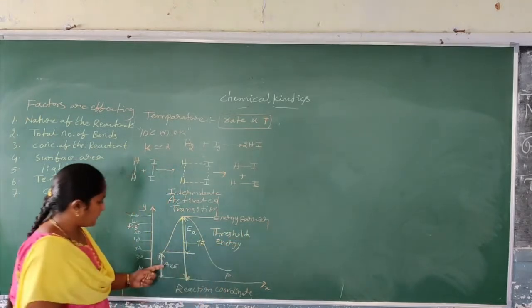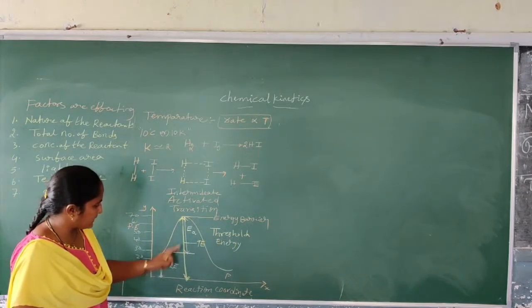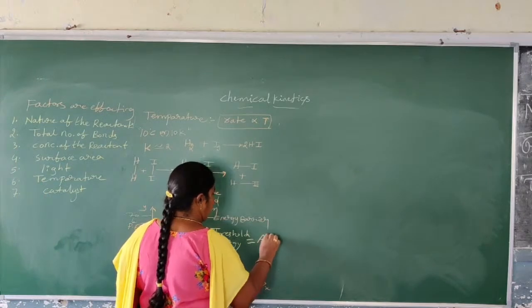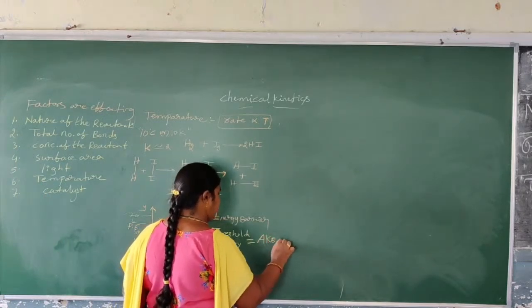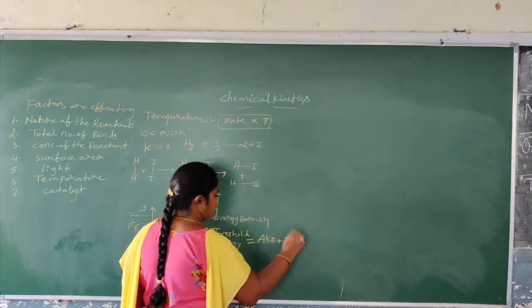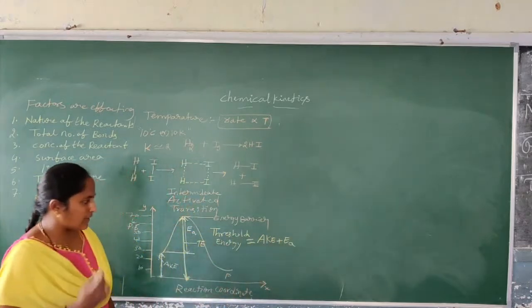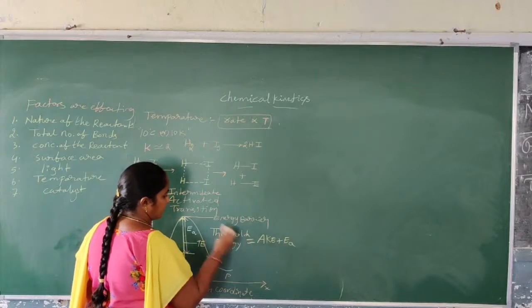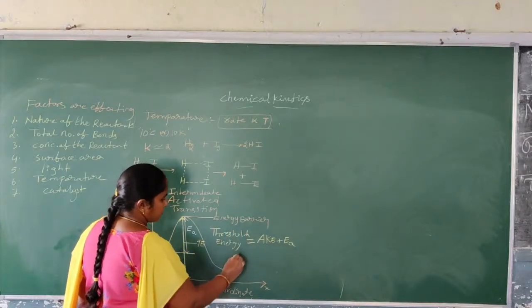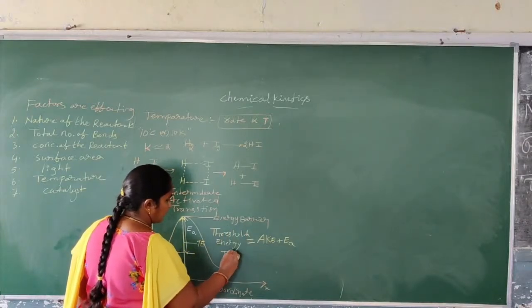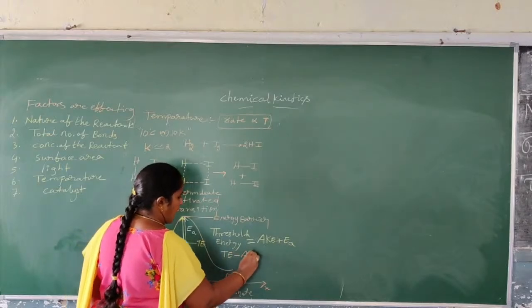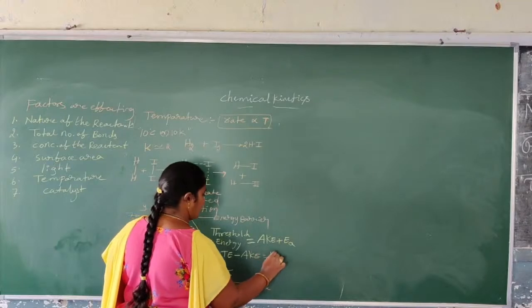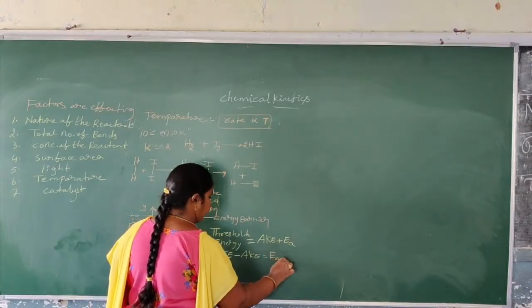Total energy, that is average kinetic energy plus activation energy. Threshold energy is equal to average kinetic energy plus activation energy. From this equation, I want activation energy. So average kinetic energy comes to the left-hand side. So that is threshold energy minus average kinetic energy is equal to activation energy.